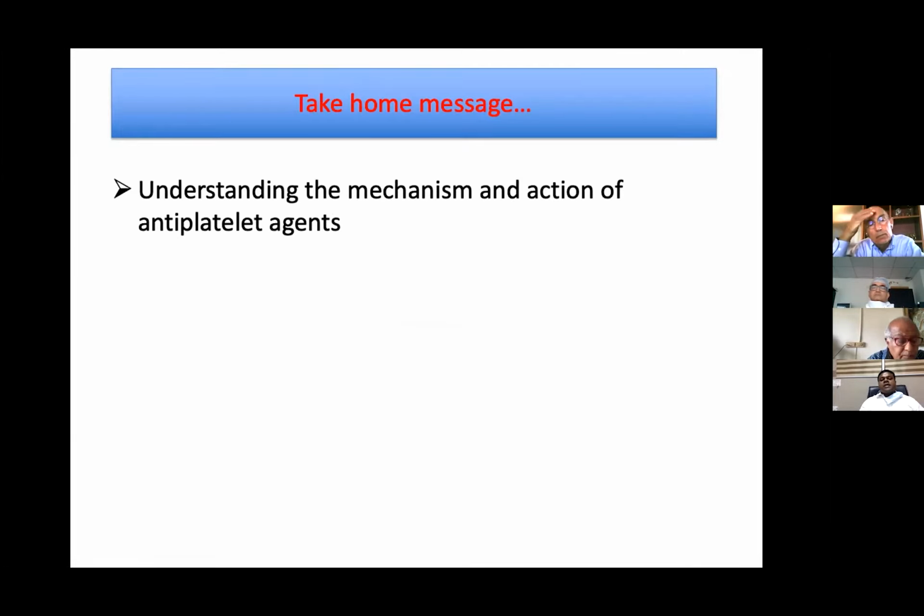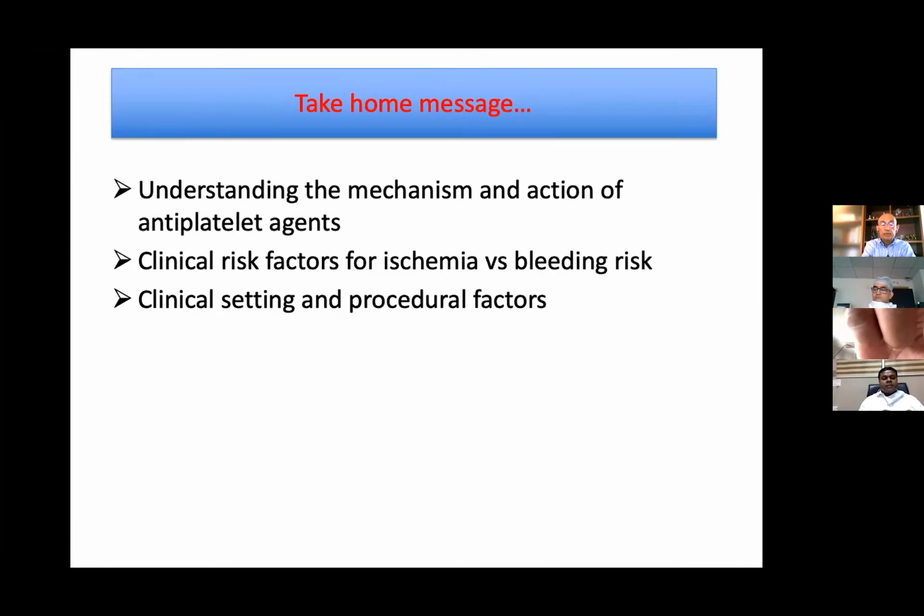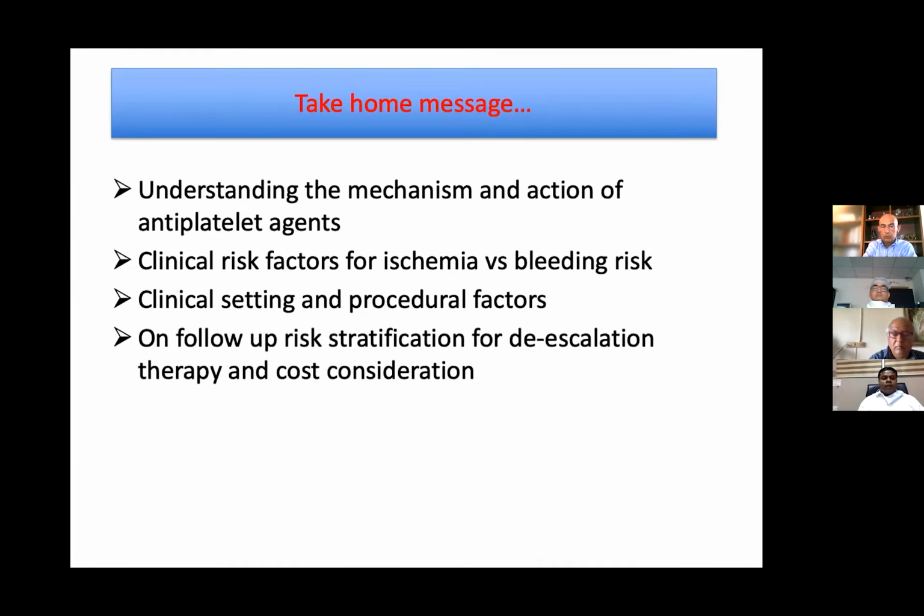So my take-home message after this lecture would be that we have to understand the mechanism of action of antiplatelets and the potential drug-to-drug interaction between these various classes of agents, and assess the patient's clinical risk factors for ischemia versus bleeding risk, the clinical setting in which the patient has presented, and then angiographic and procedural related factors. And on follow-up, again, risk stratification for de-escalation therapy, like the previous speaker has shown, that a TAP scoring can be done for risk stratification to see which therapy, based on the clinical assessment and the cost and financial consideration, especially in our country. Thank you.